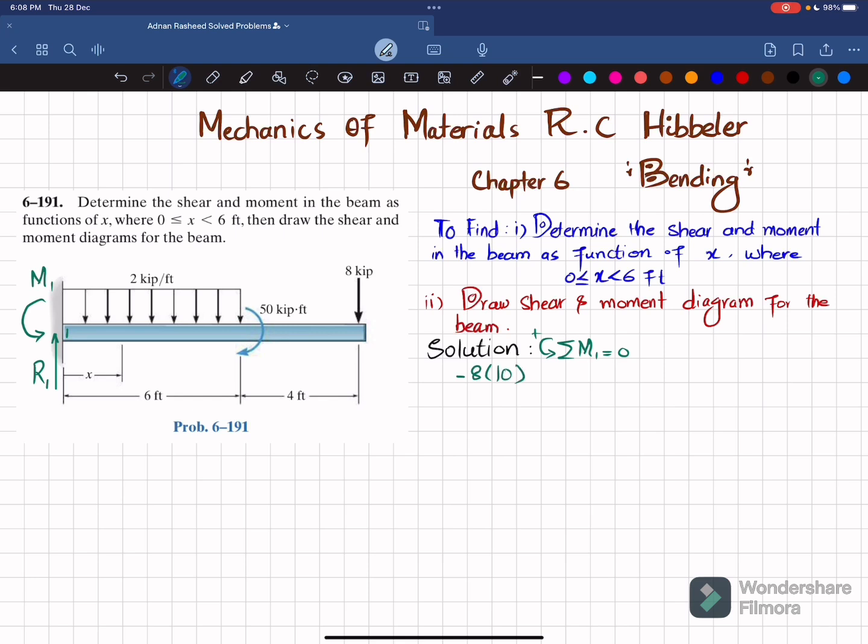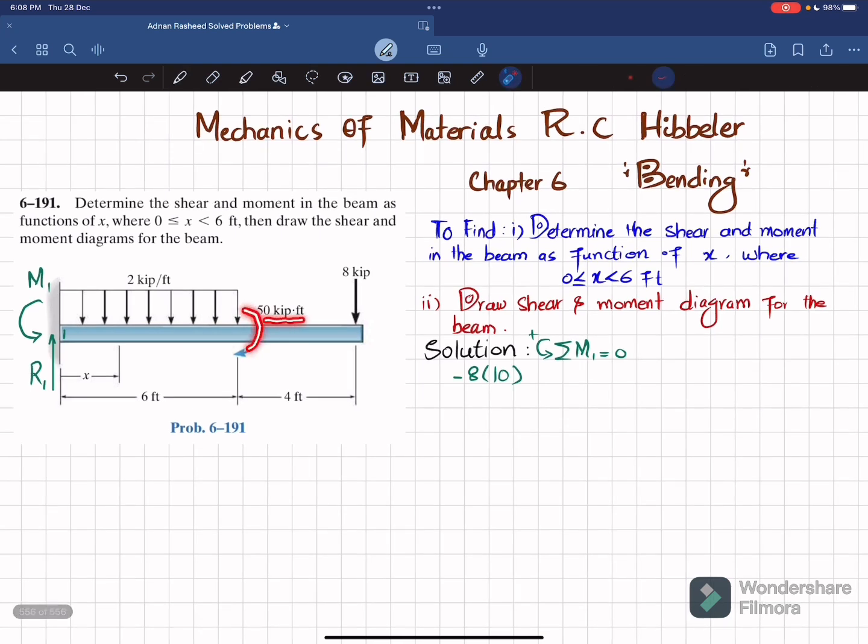The second moment is this one, which is 50 kips per feet, and this is again clockwise, so it will also be negative. So minus 50. Now you can see you have a distributed load, so we will convert this distributed load into a point load. For that, we will multiply this 2 kips per feet with the length over which it acts. So 2 into 6, which is 12, and this load is acting downward, and that will be acting at half of the total length. The total length is 6 feet over which this distributed load acts, and half will be 3 feet.